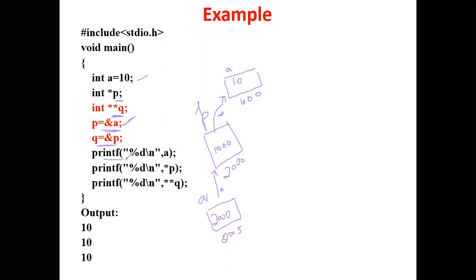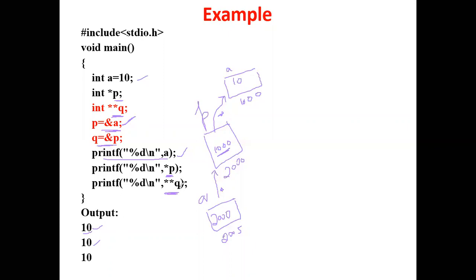Now suppose I print something like this, printf a, then what is the content? So a will give you the output 10. The content of a is 10. Now if I write *p, this we already studied. If I want to access the value that is stored in the address 1000, then I'm supposed to write *p. So *p will give you the value that is stored in the address 1000, that is 10. So this is the new one, pointer to pointer. If I want to fetch the value that is stored in variable a, then I'm supposed to write **q.